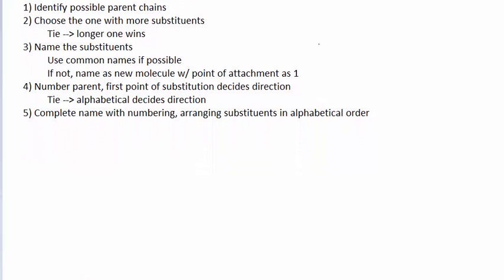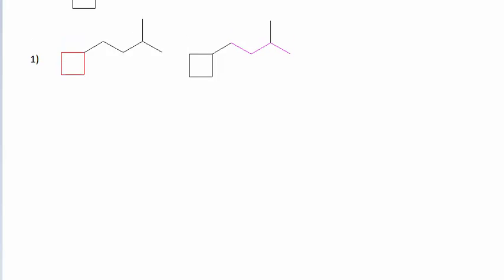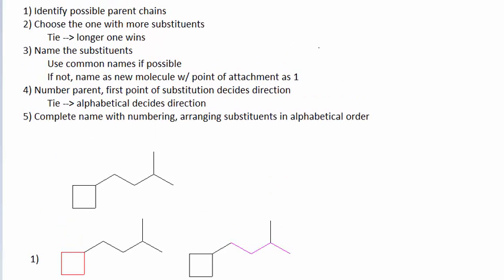All right, so say we have a species that looks like this. So this is a mixed cycloalkane and a regular alkane. So we've got a branched component and we have a cyclic component. So step one is we want to identify the possible parent chains that we have. By that I mean you could either name this as a cyclobutane or you can name this as a butane. So really the possible parent chains are the cyclic component or the longest chain in the branched component. So step two, it says, is choose the one with more substituents.